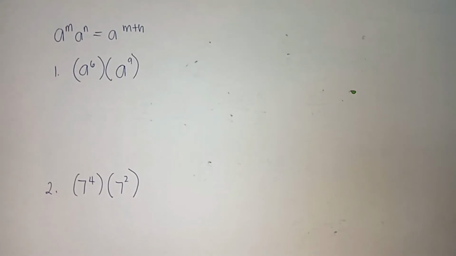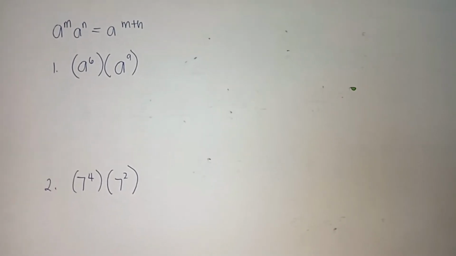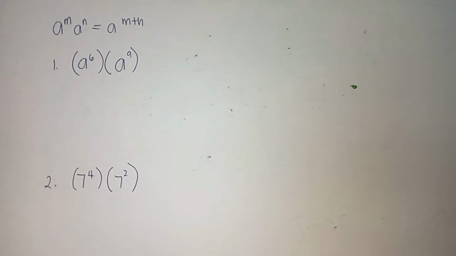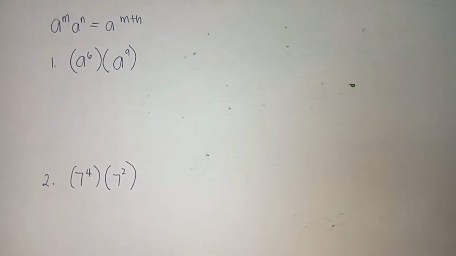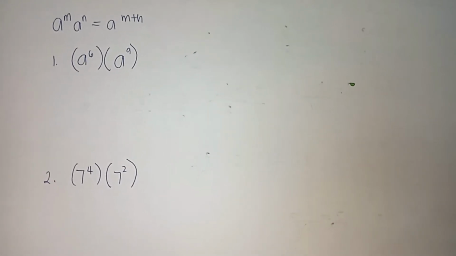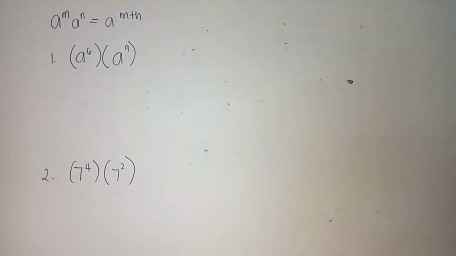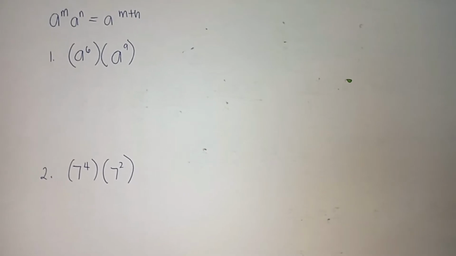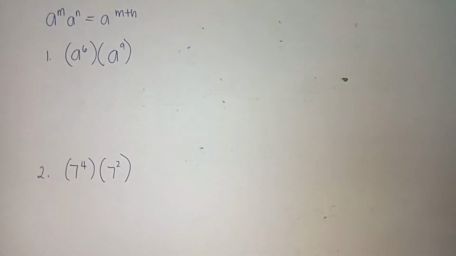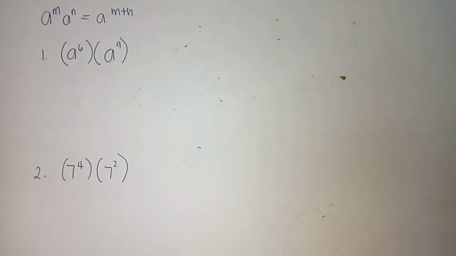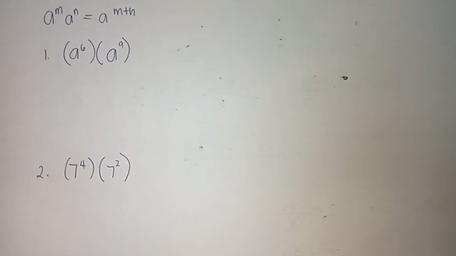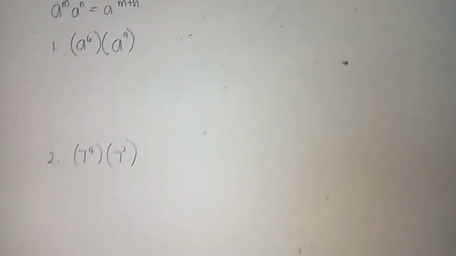We have the product rule. A raised to m times a raised to n is equal to a raised to m plus n. That means, kung pareho po ang base, which is a nga po ang base natin, so sila ay pareho, yung exponent nilang m at n, ipag-a-add natin. Okay? So, let's try the first example.